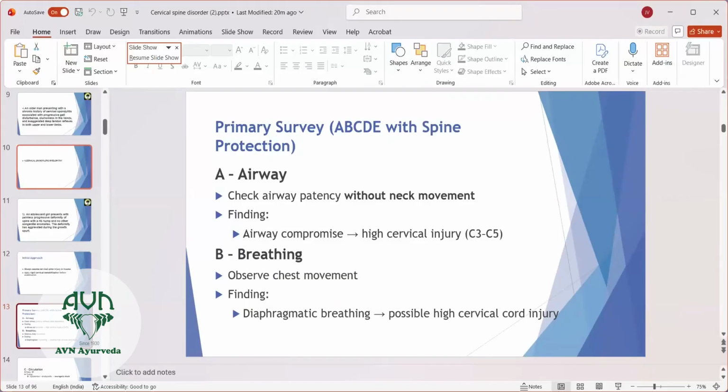Airway compromise can be observed in higher cervical injury, at the level of C3 to C5. And for breathing, observe the chest movement. First, you have to do the inspection. Look at the chest movement, whether diaphragmatic breathing is present or not. In high cervical cord injury, we can observe diaphragmatic breathing.